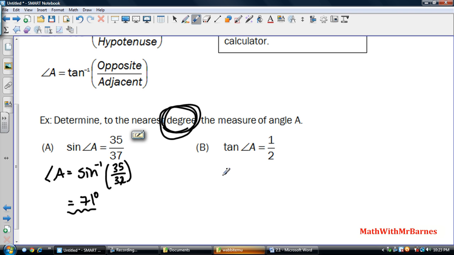Alright, so let's go ahead and try this one. We've already got the ratio, it's 1 over 2. This would just be the opposite over adjacent. This was the opposite over hypotenuse. So then we go tan -1 of 1 over 2. So tan -1 of 1 divided by 2 in brackets. Remember, you've got to put second function to get the -1 up there. And that gives me 27 degrees.